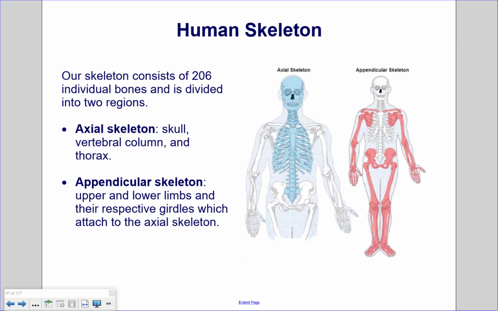Human skeleton. Our skeleton consists of 206 individual bones and is divided into two regions: the axial skeleton, which includes the skull, vertebral column, and thorax, and the appendicular skeleton, which includes the upper and lower limbs and the respective girdles which attach to the axial skeleton.